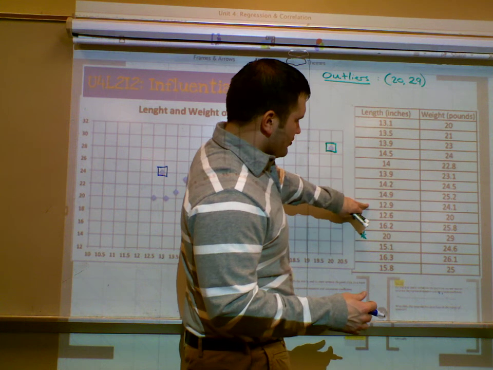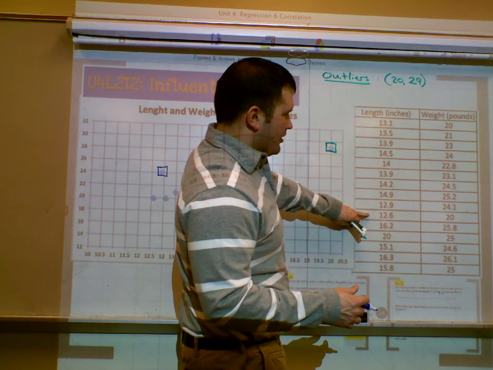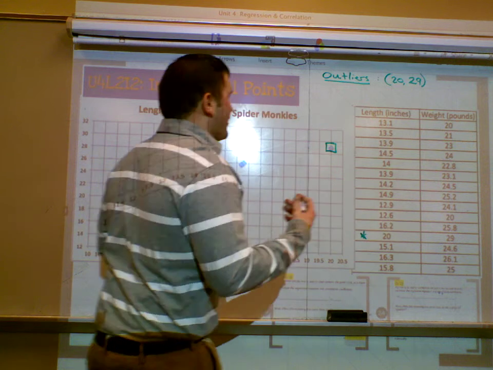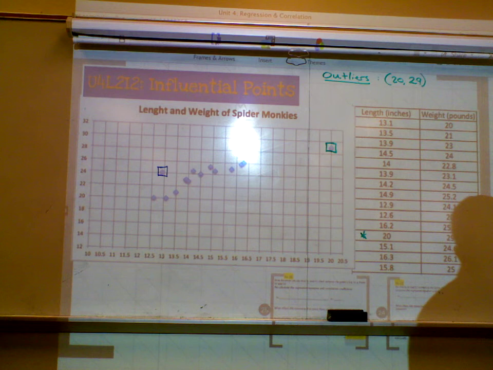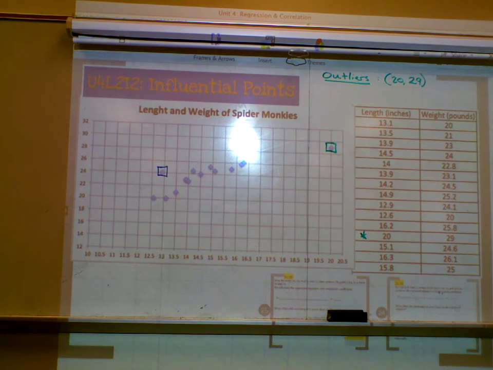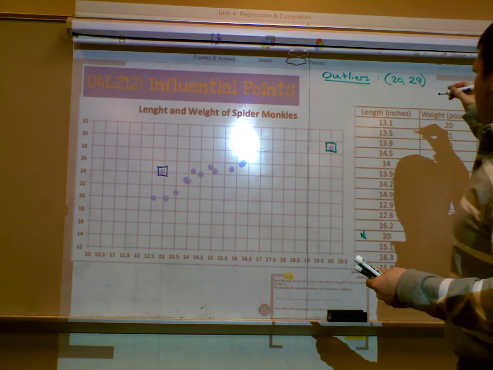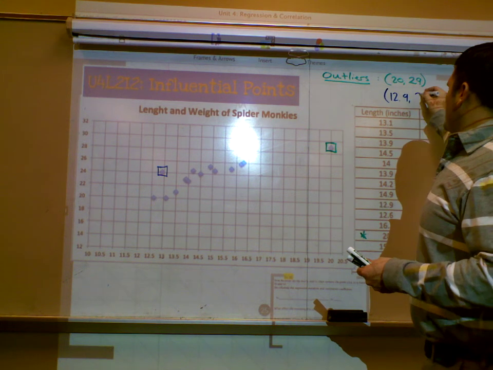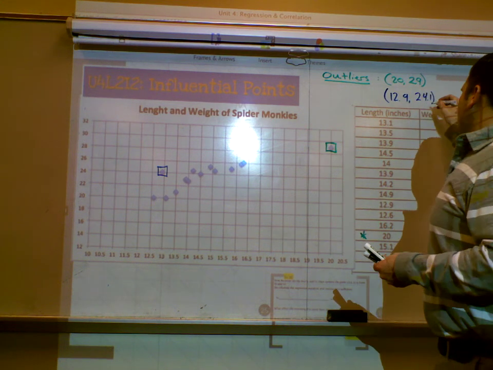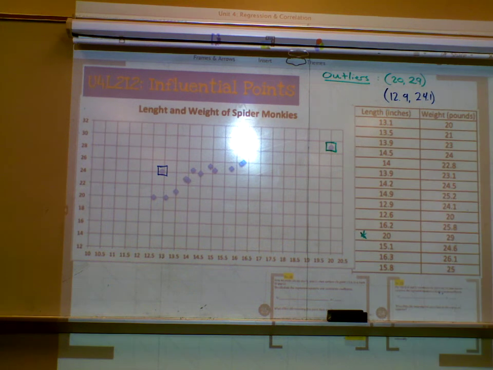Maybe. Right? Maybe. Okay. The ordered pair matters, okay? Because we're going to see their influence or not. We are going to remove these points, so I need to make sure I remove the correct point. So I need to know the exact ordered pair. So this one is? 12.9. Good. Okay. So those are our two outliers, correct?